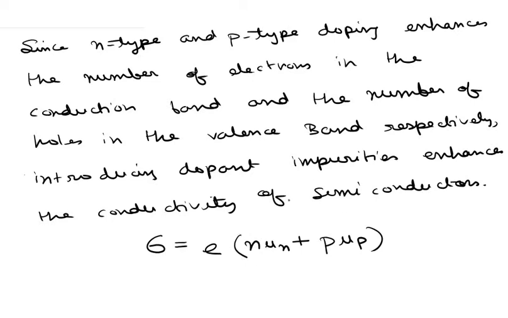So this part of the conductivity basically increases if we introduce n-type dopants. Similarly, if we introduce p-type dopants, this p basically increases. The total concentration of holes in the valence band increases, and so this part of the conductivity increases. So if we introduce p-type impurity, the conductivity again increases.